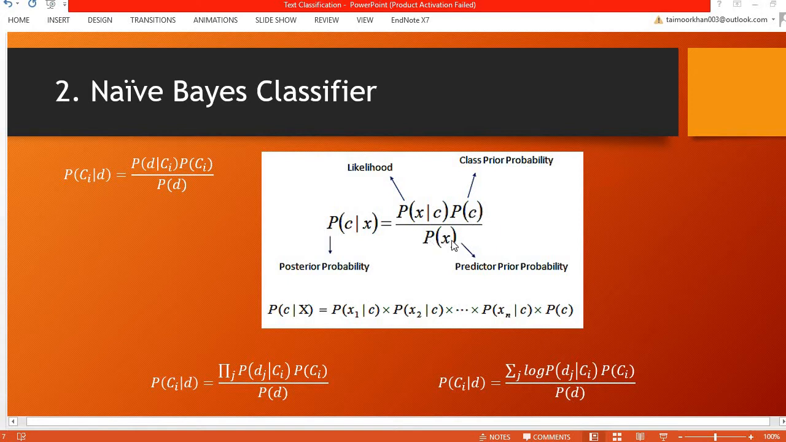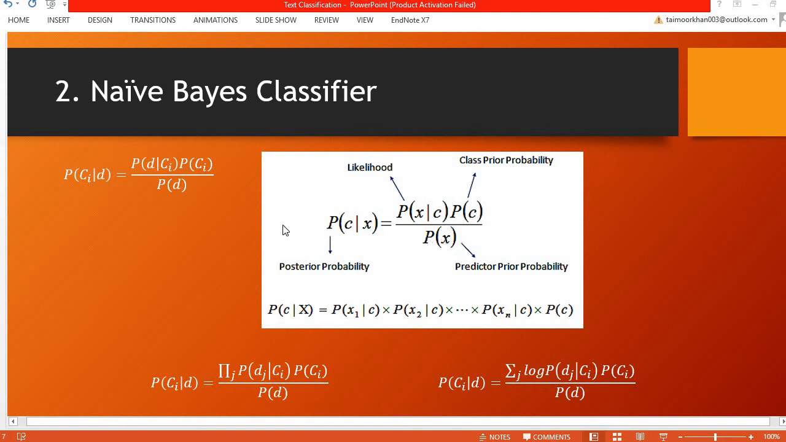At the denominator, we have the normalization factor that accounts for the relevance of the unseen document with the documents in the training data, and it's going to have the same impact on all the labels, and therefore ignoring this is not going to make any difference.